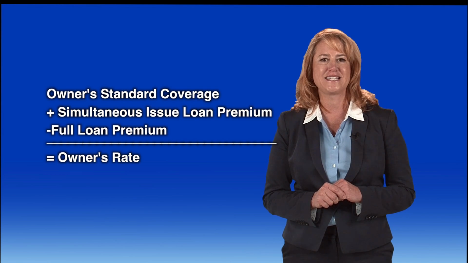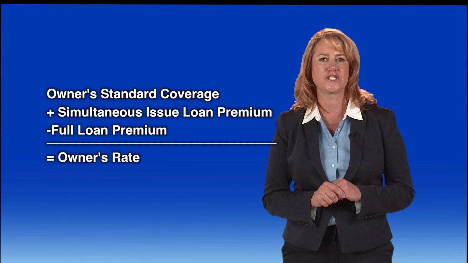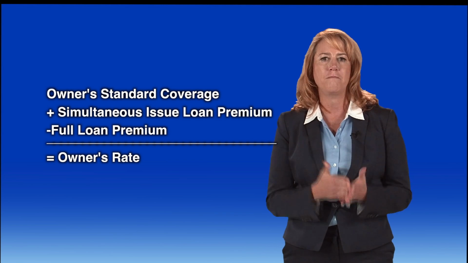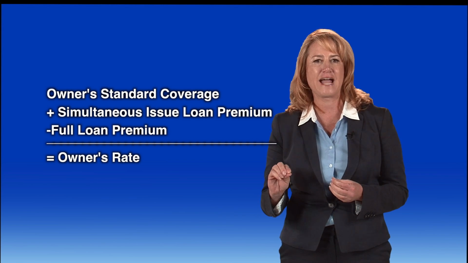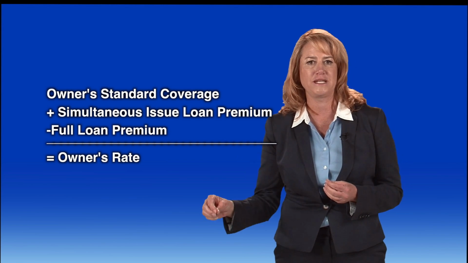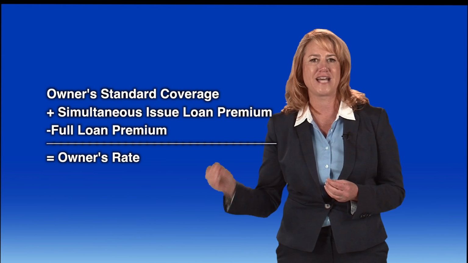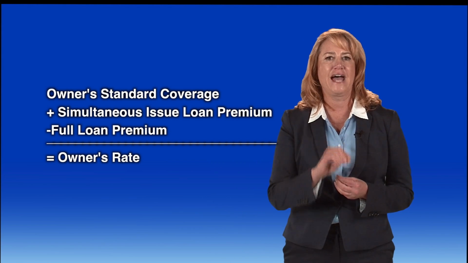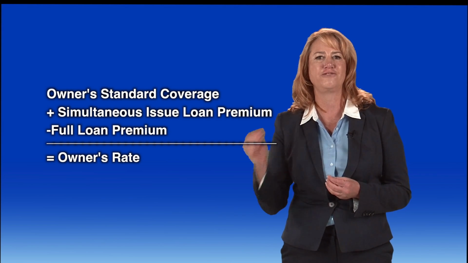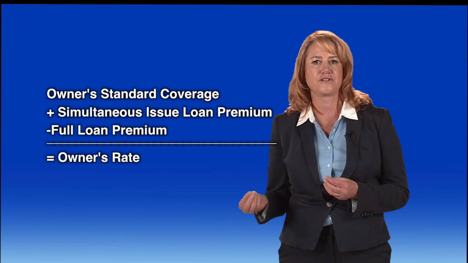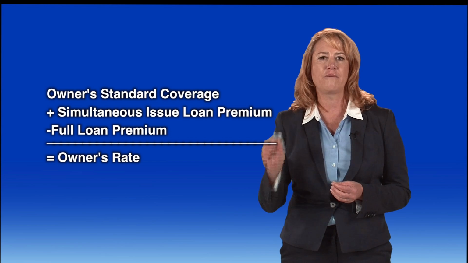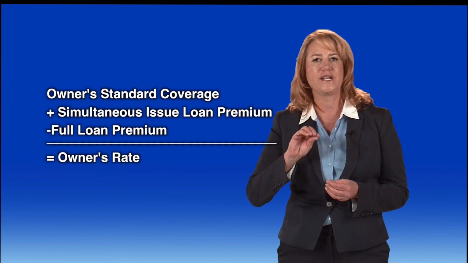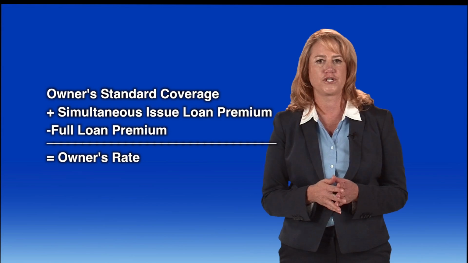The rule states any title insurance policy disclosed on the loan estimate and the closing disclosure must be disclosed by adding the simultaneous issue loan premium discount for the lender's title insurance coverage to the owner's title insurance premium and then deduct the amount of a full premium rate for the lender's title insurance policy. That would be charged in a transaction when a consumer declines the purchase of an owner's policy.